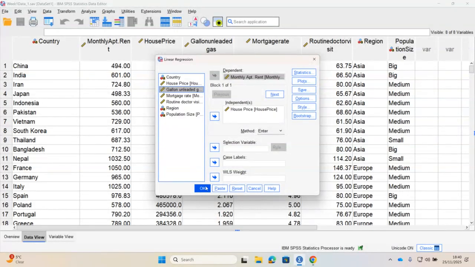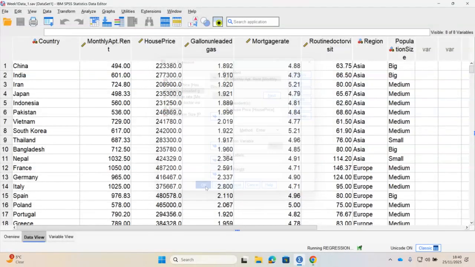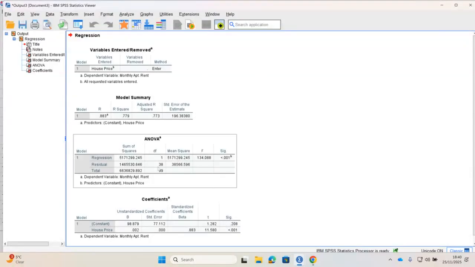Then all you have to do is click on OK. So click on OK, and a complete new window opens up.